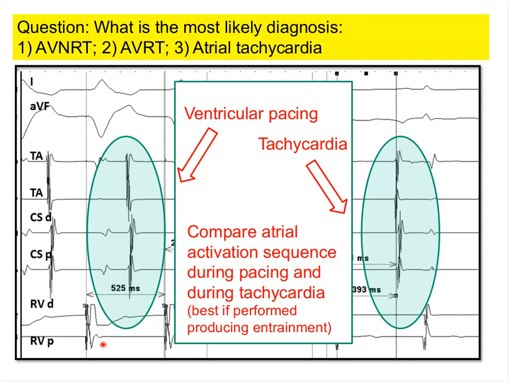Okay? I want you to compare the atrial activation sequences in these two situations, and I would like you to answer this question. Just looking at these two atrial activation sequences, what would you think is the most likely diagnosis? Would that be AVNRT? Would that be AVRT? Or would you think it is an atrial tachycardia that is going on here on the right-hand side?